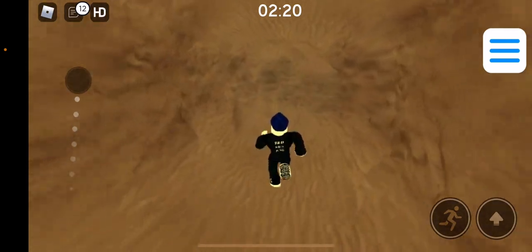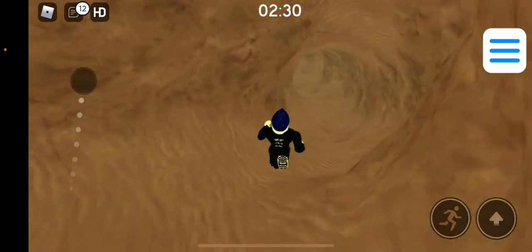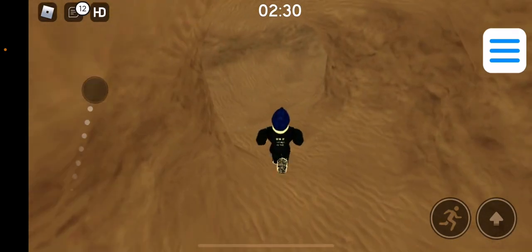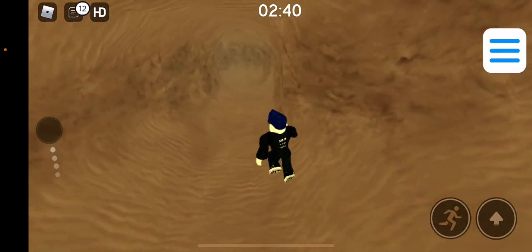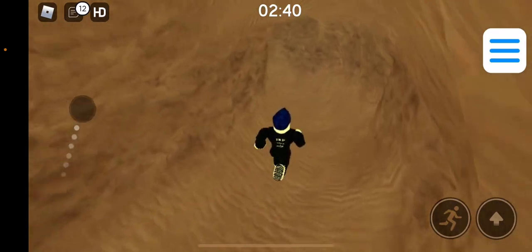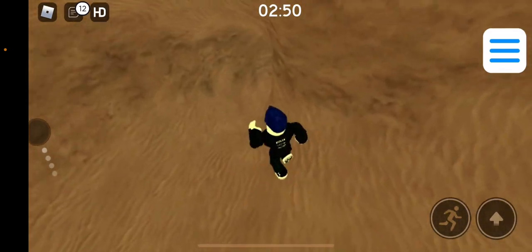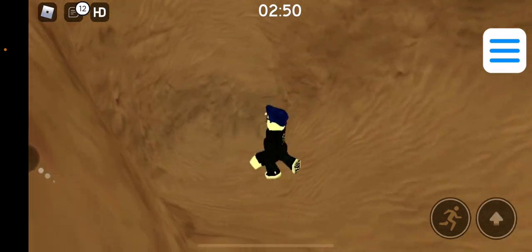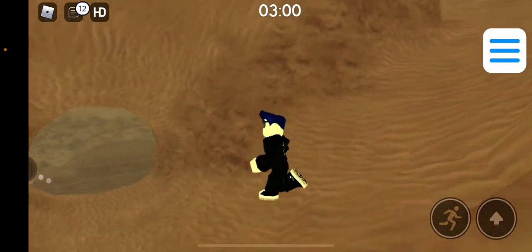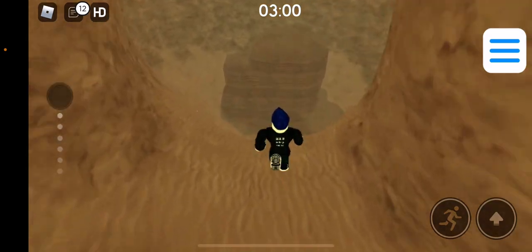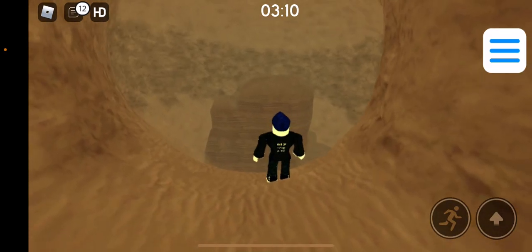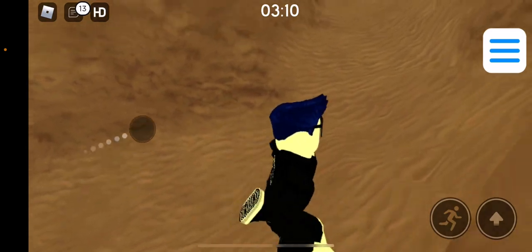Alright, let's keep going down here. Alright, there's the second chest location, but there's no chest there this week. So we're gonna head back.